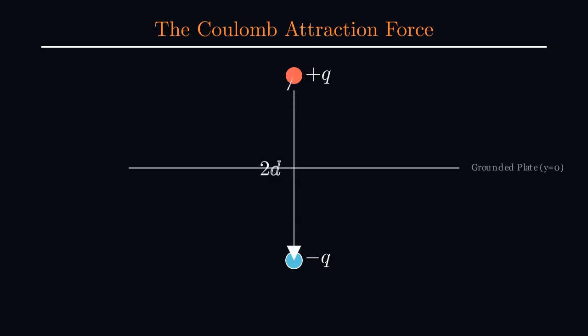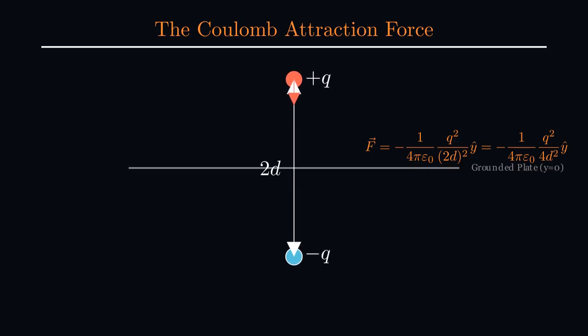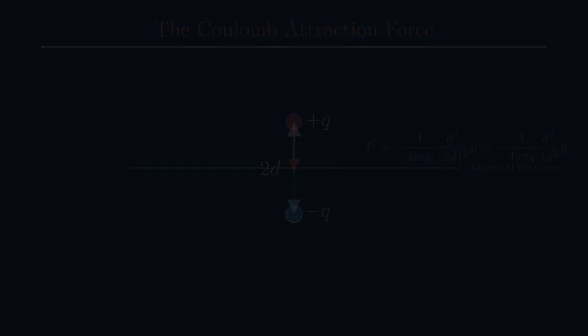Instead of summing the forces from a distributed sheet of billions of electrons, we simply calculate the attraction between plus q and its image minus q. Since the distance between them is 2d, the force is F equals 1 over 4 pi epsilon naught times q squared over 4d squared, directed straight toward the plate. This force is real and measurable. If you move the charge, the ghost moves with it, always maintaining that perfect symmetry.